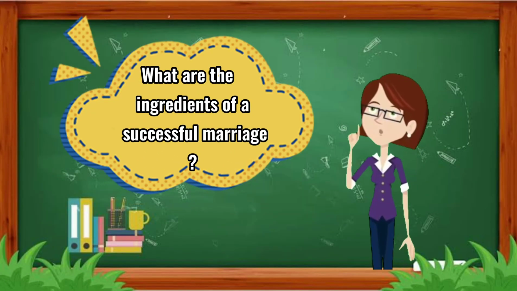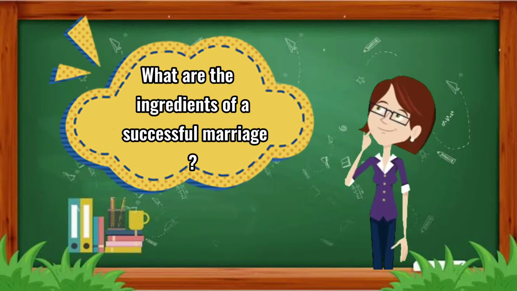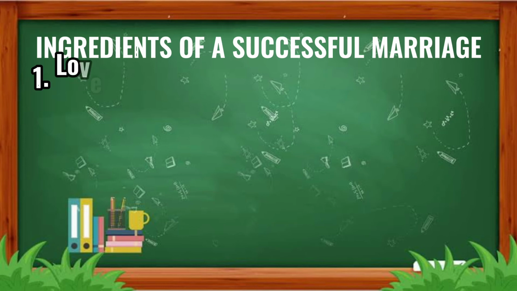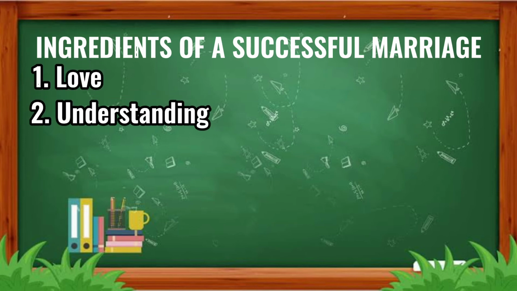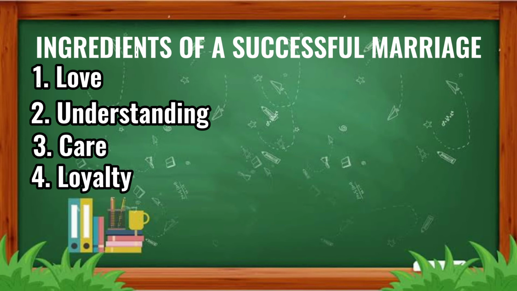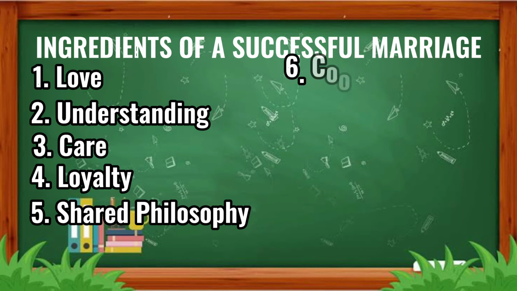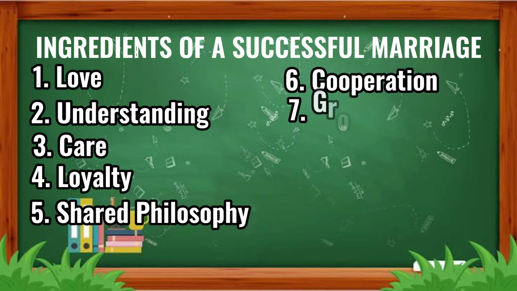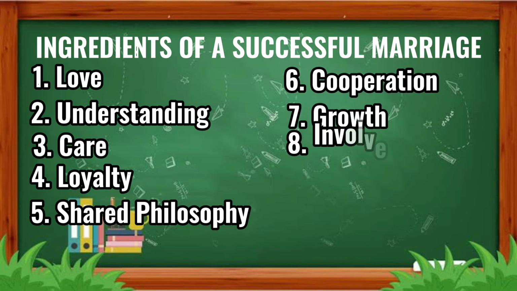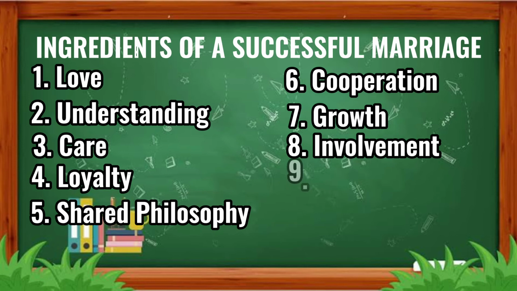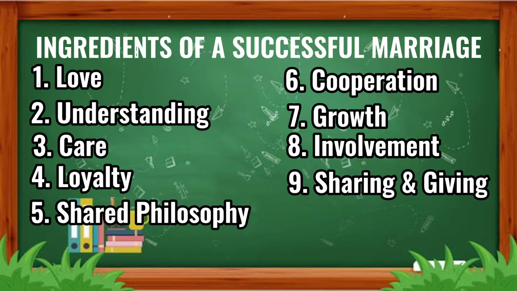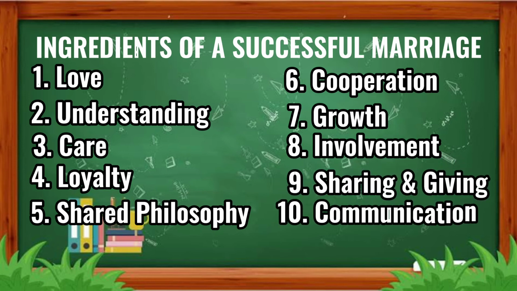What are the ingredients of a successful marriage? 1. Love. 2. Understanding. 3. Care. 4. Loyalty. 5. Shared philosophy. 6. Cooperation. 7. Growth. 8. Involvement. 9. Sharing and giving. And 10. Communication.